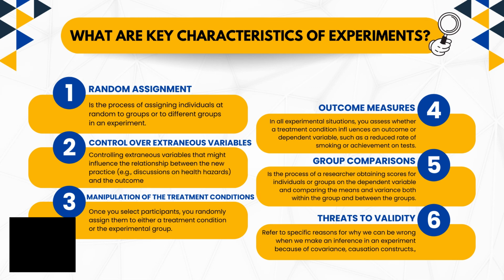But it is important to know that random assignment is the standard for experiments like this. The next is control over extraneous variables. Now, when we randomly assign students, we are trying to control other factors that might influence the results, like who participates or how we run the study.